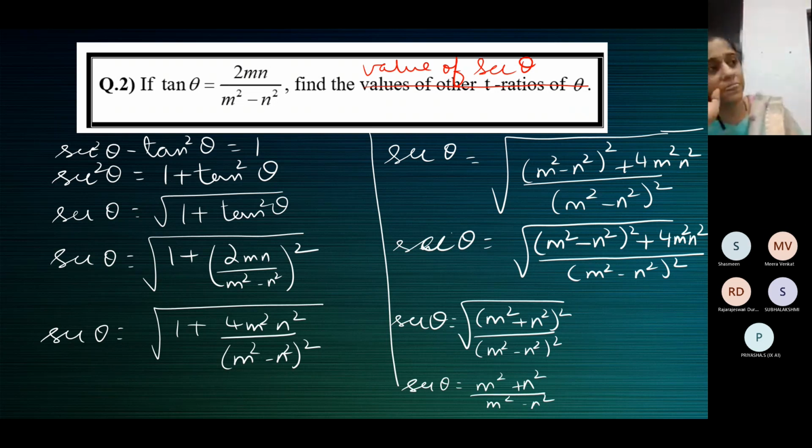This is not complementary ratios. So given tan theta, if you have to find secant theta, use the identity, substitute, then LCM and all that. Don't expand when you're under the square root and you have m square minus n square, the whole square. Don't expand. It's a perfect square, so you can just come out of the square root. And the identity you have to recall. That's all.